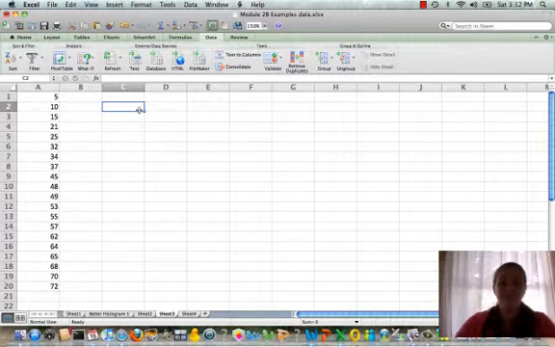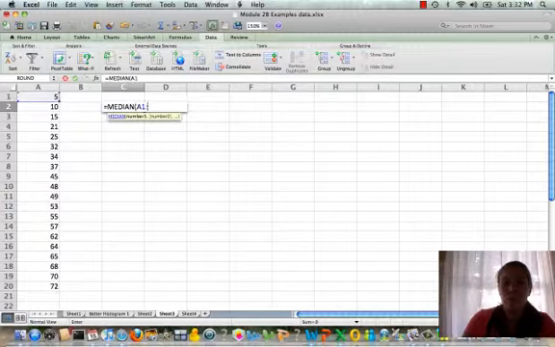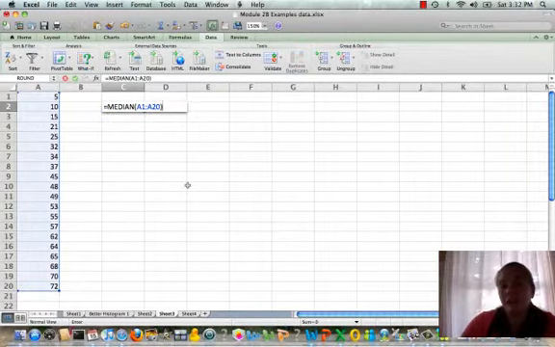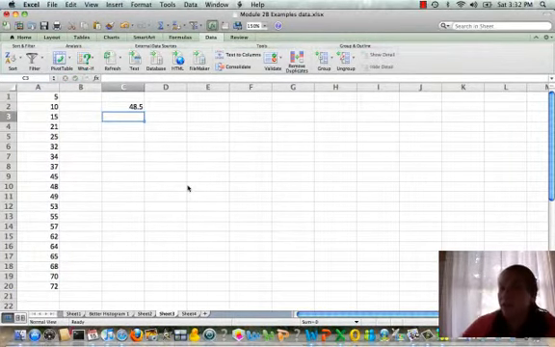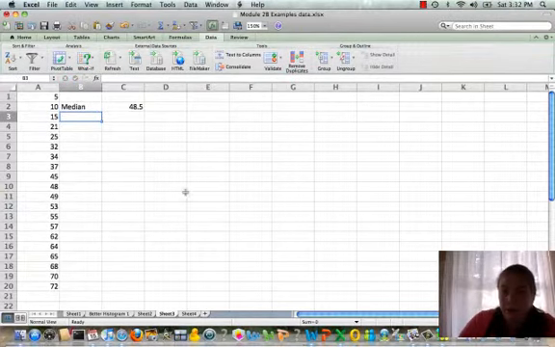Another way you can check it is in Excel, over in some other cell, we can say equals and start to type in a formula. We can type in median, and then in parentheses, we want to put our range. Our range is from A1 to A20. These are our cells. If you type it just like this and hit enter, it verifies what we noticed, that our median is 48.5. I'm going to go ahead and label this as median so you guys have that data there.